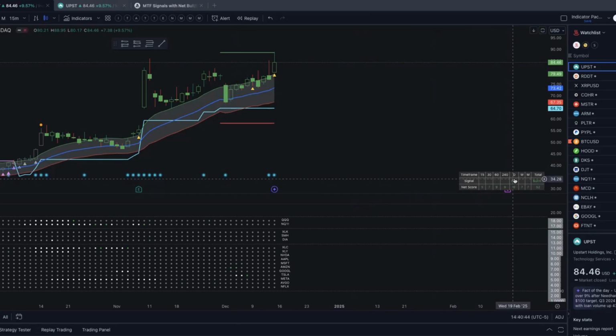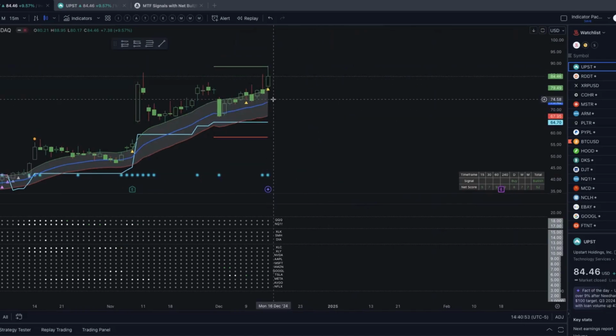So right here on Upstart, the only thing that has a signal currently is the daily time frame. And you can see it's printing that daily time frame A plus signal right there. So that's why it has a buy signal here. And then the nice part about it is it grades out the entire chart for you on every time frame. So right now, every score is based out of 10 for each time frame. The total score, because there are 7 time frames here, is 70.